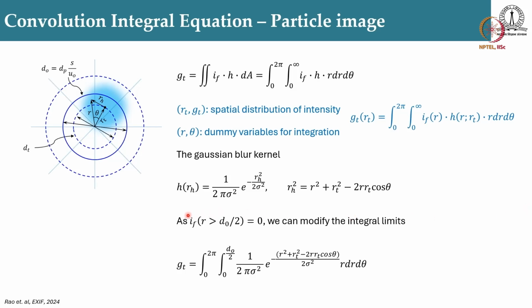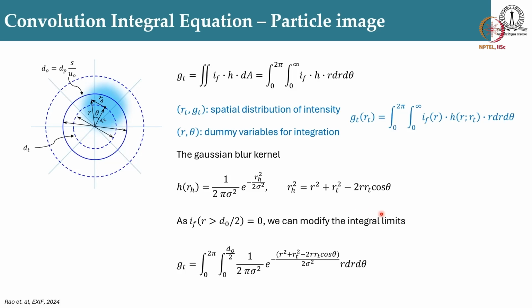Now coming back to the blur kernel, we know this form of Gaussian blur kernel, but you can see here we have used r_h to define this kernel, right? Because the kernel is centered around this point where your local radial coordinate is r_h. So that's why r_h comes up here. And from simple trigonometry, you can show that r_h is dependent on r, r_t and theta in this form. So it is fairly simple to solve.